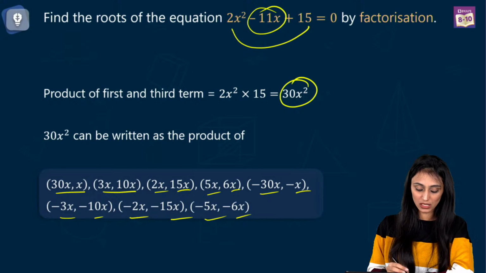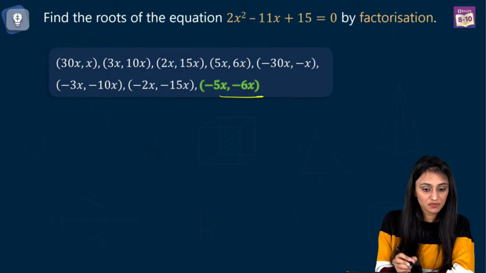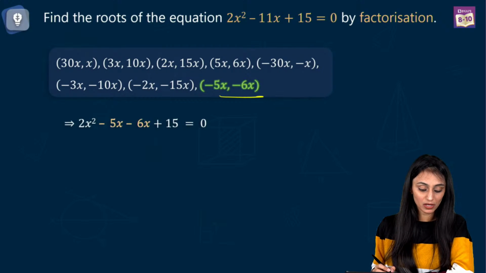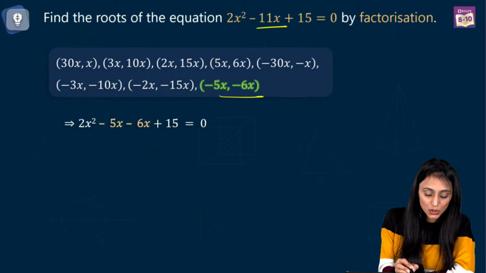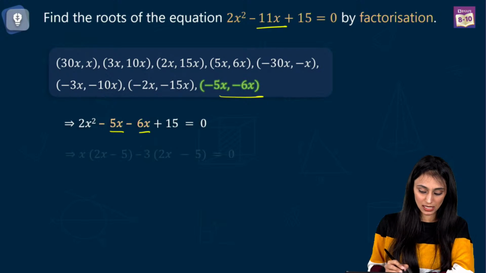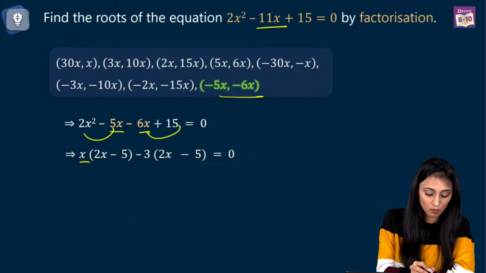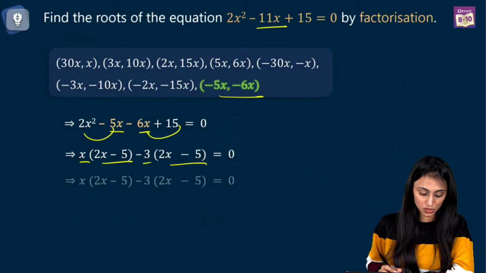Okay, right. So these are the factors that are possible. Now, out of these factors, we can use minus 5x and minus 6x, right? That will give us minus 11x. So let's substitute it here in place of minus 11x: minus 5x minus 6x. Now what we'll do is take common from the consecutive terms. So we have x common, 2x minus 5 inside the bracket, minus 3, 2x minus 5 equals to 0.